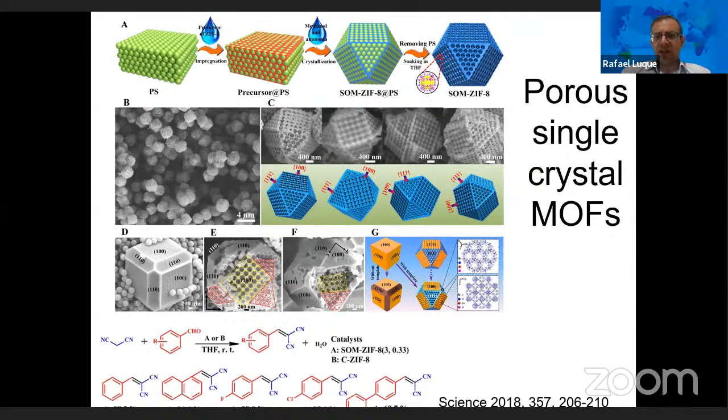MOF type of material that features a unique microporosity, of course, coming from the MOF, from the ZIF-8, as well as the macroporosity, the very large pores that you see in these beautiful images. So featuring this macroporosity and microporosity, together with a single crystallinity that was reported for the first time in this type of MOF materials, we found out that these were nicely active, catalytically speaking.